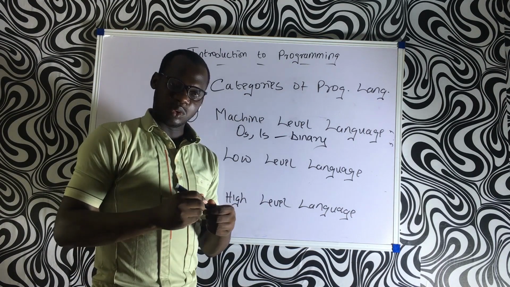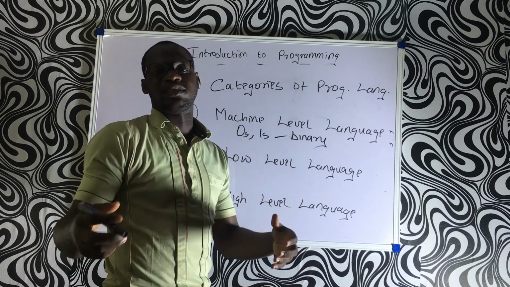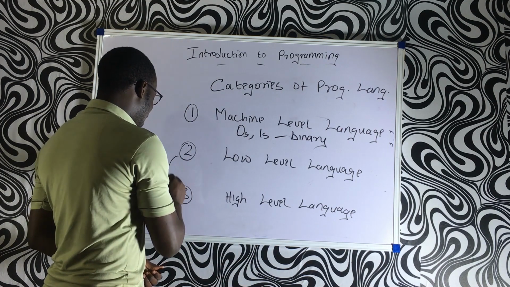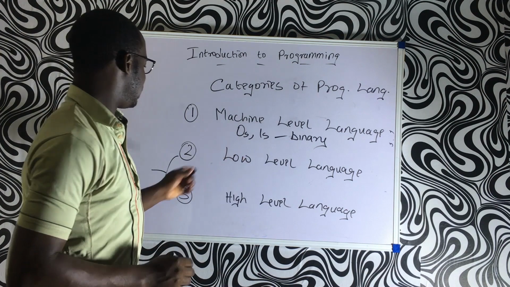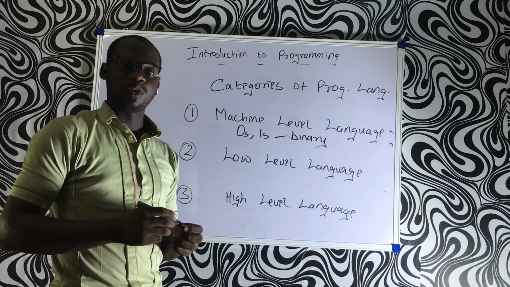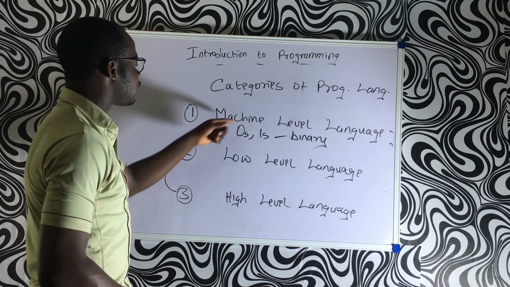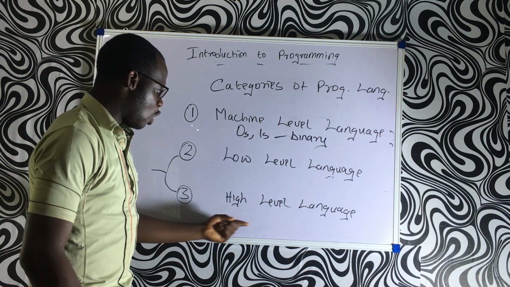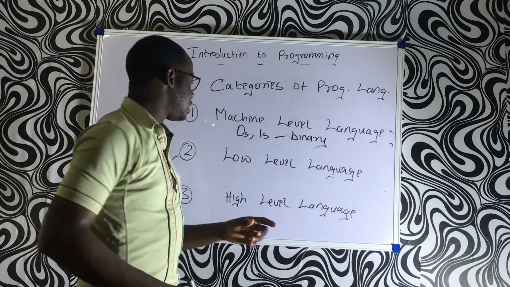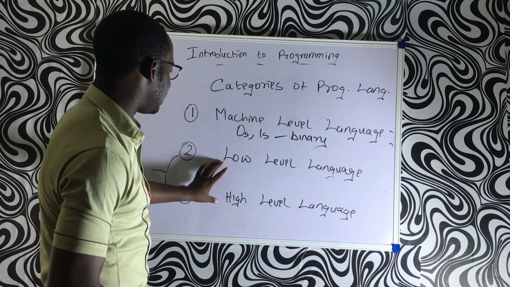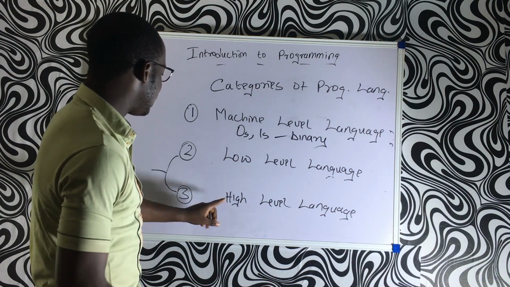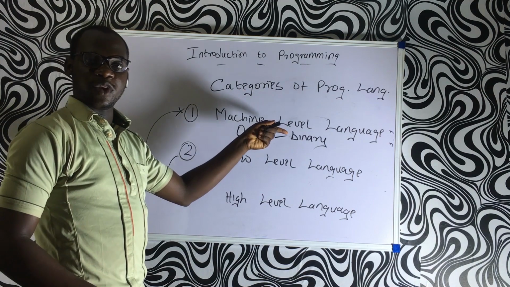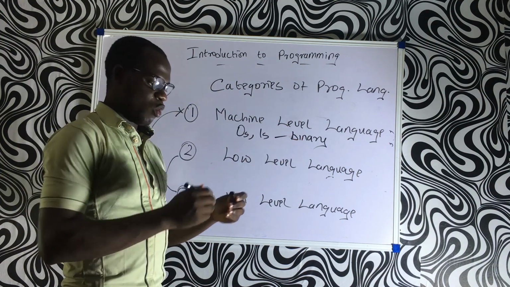Now, the low level language is written using signs and symbols. The low level language and the high level language are not the indigenous language of the computer, which means before the computer can understand a particular command given in a low level language or a high level language, it has to be translated. The low level language and the high level language have to be translated to the machine language before the computer will understand what it's saying.